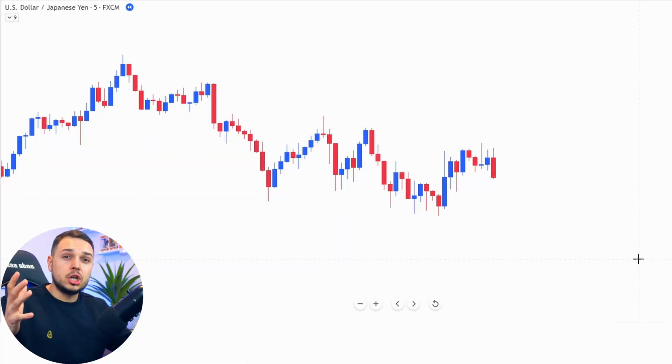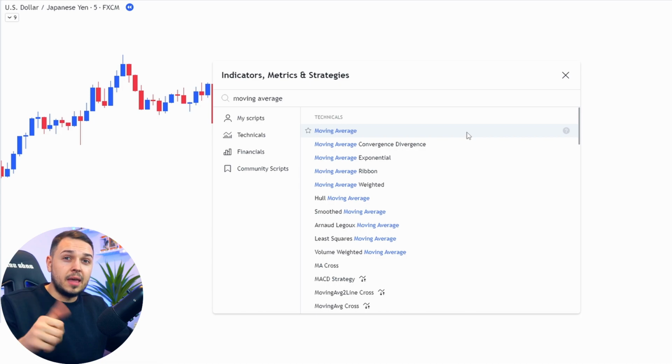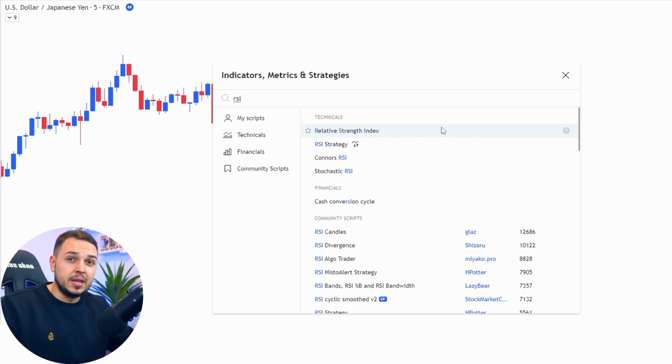Okay, so we have a flat chart opened up and we need to add a few indicators. Using the indicators tab, type in moving average. Once again, it's the simple moving average. We will need 3 of them. You will also need the relative strength index, so make sure to add it on your charts as well.